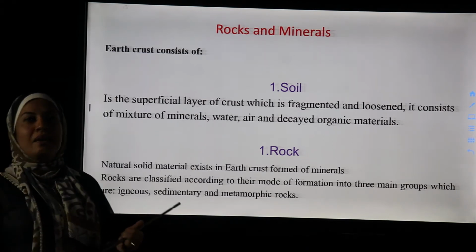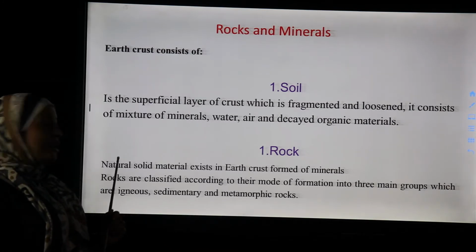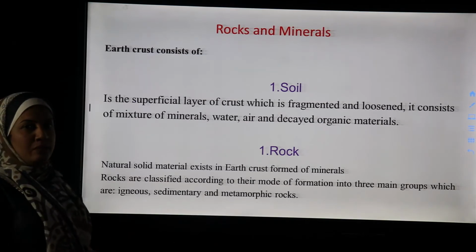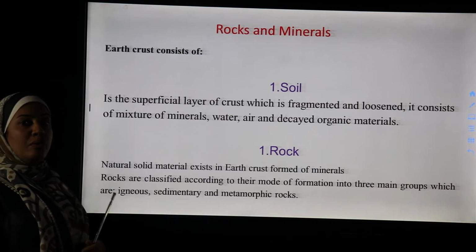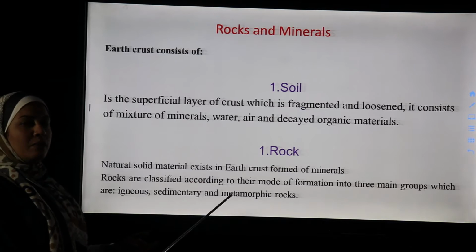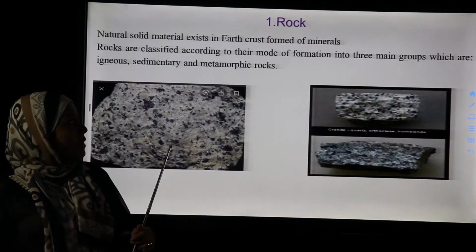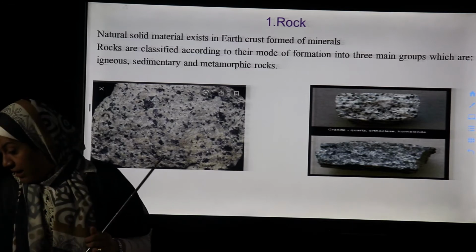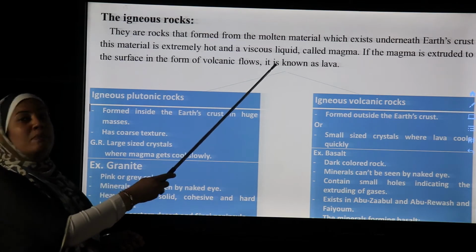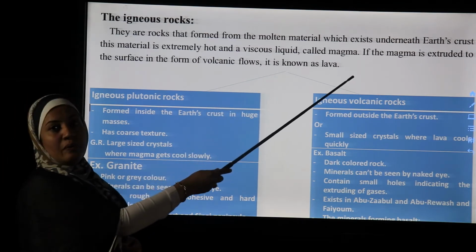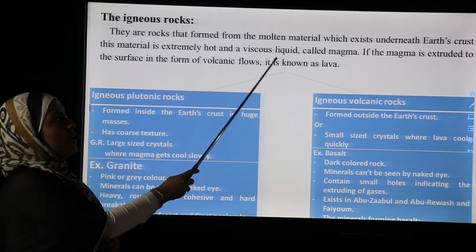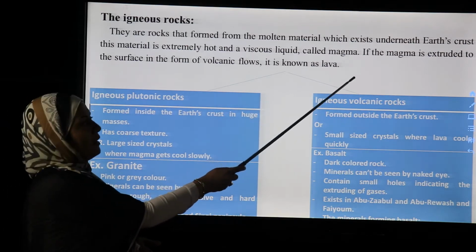Now we will talk about the second layer, which is rocks. Rock is a natural solid material that exists in the Earth's crust and is formed of minerals. We classify the rocks into three types, which are igneous rocks, sedimentary rocks, and metamorphic rocks. First, we will talk about the igneous rocks. Igneous rocks are the rocks that form from the molten material which exists underneath the Earth's crust. And this material is an extremely hot and viscous liquid called magma.